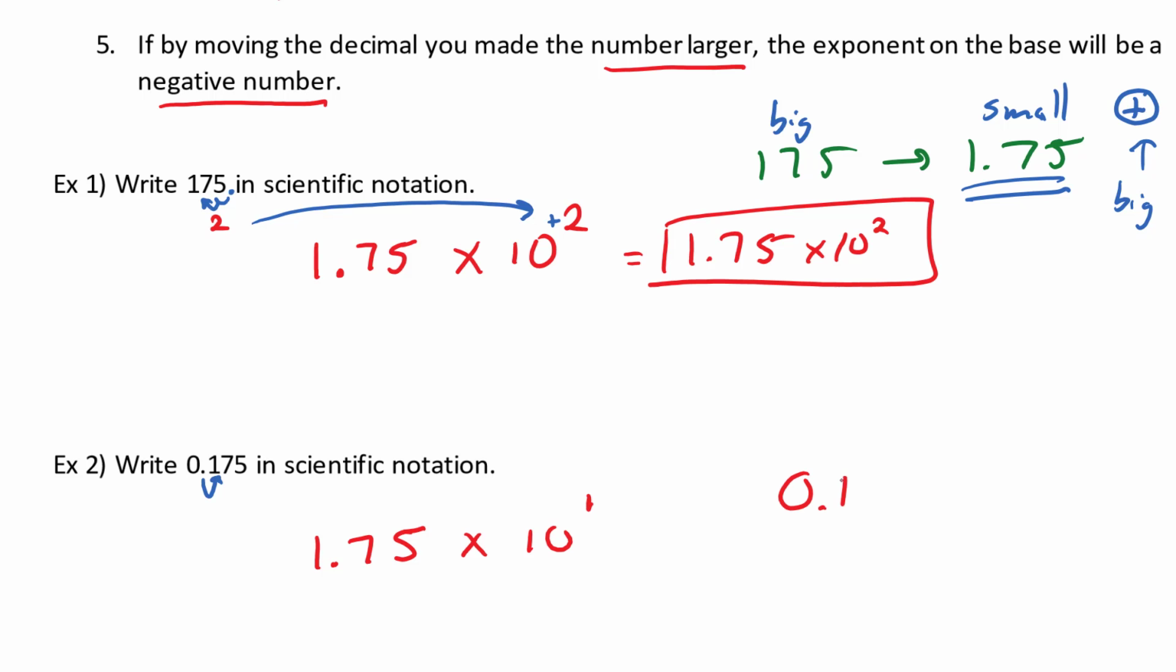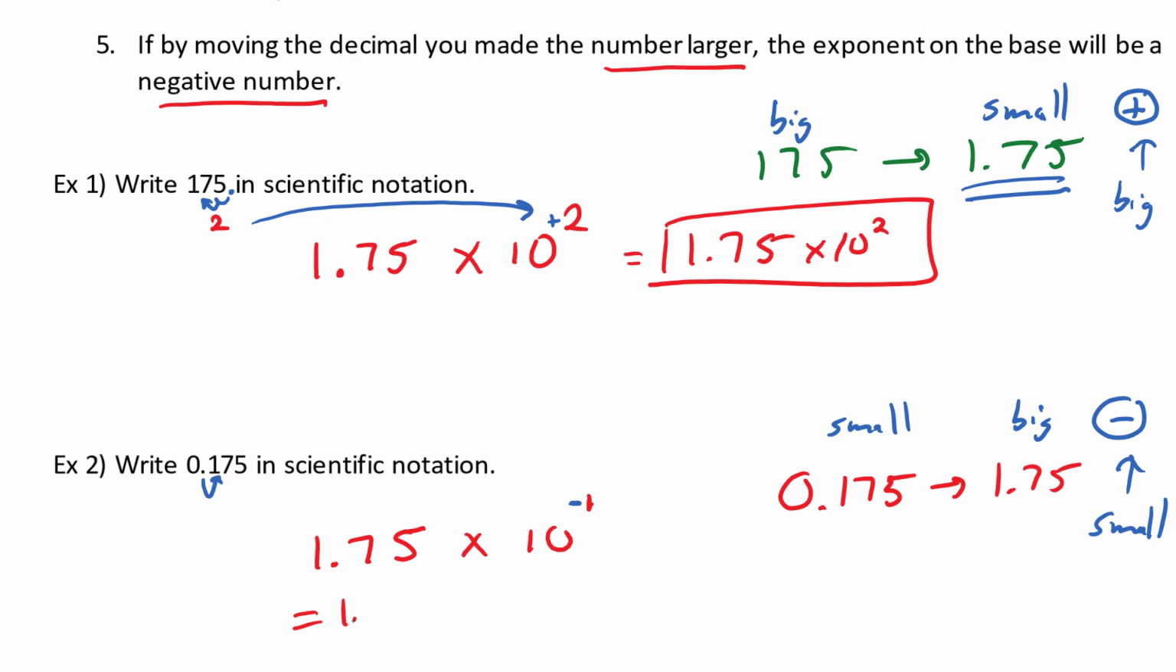We took 0.175, we converted that to 1.75. This was a small number. We convert it to a big number. So to offset that, this value has to be small. Therefore, our exponent on there will be negative. In the end here, 1.75 times 10 to the minus 1. Final answer.